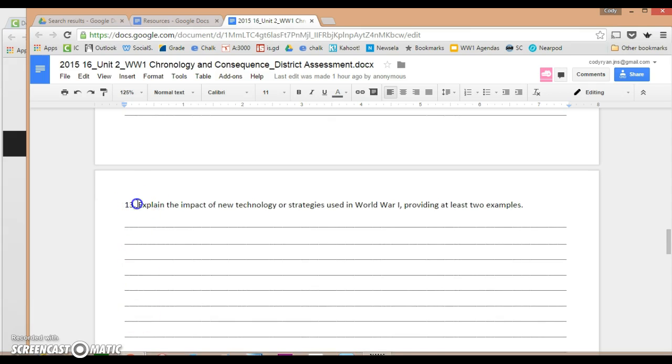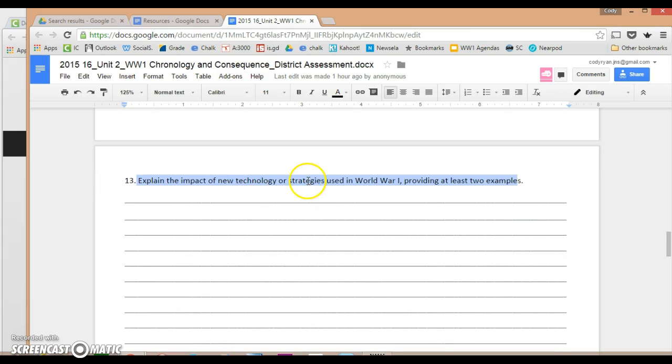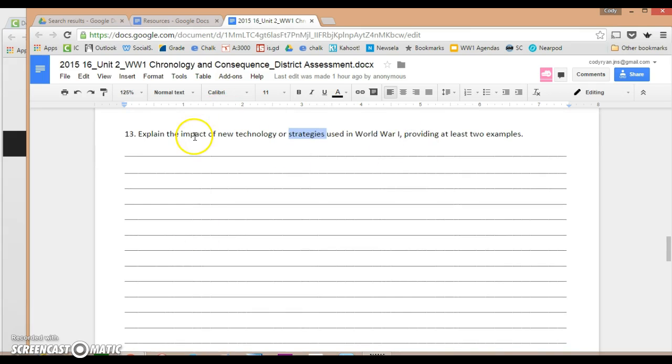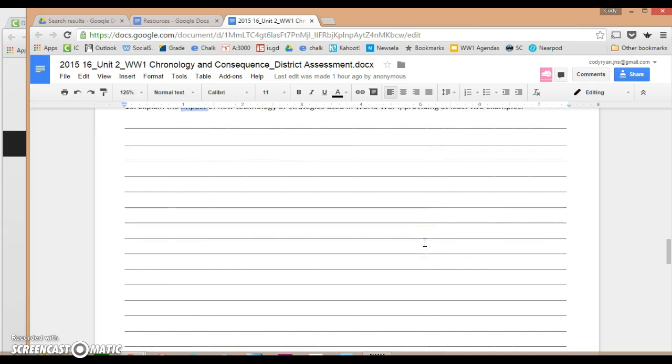Number 13 says, explain the impact of new technologies or strategies used in World War I, providing at least 2 examples. By technology, we mean weapons. By strategies, we mean things that countries did to try to win the war. You could pick one of each, or 2 technologies, or 2 strategies, it doesn't matter. You just need to tell about them in the time period and be specific about their impact on the war. How did they change the war? Why were they important? Another way of thinking about it.